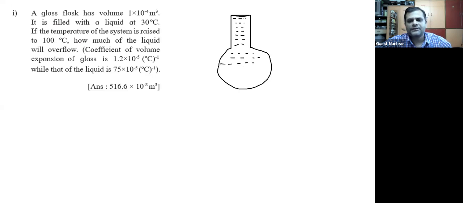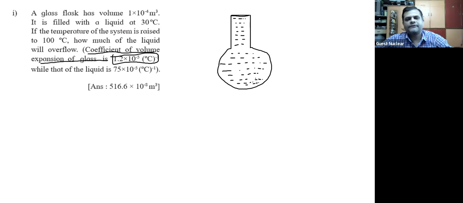Now see, when we heat it, what will happen? First of all, the container will expand, right? The expansion of the container will depend on the coefficient of volume expansion of the container material, that is glass, which is given to be 1.2 into 10 raised to minus 5 per degree Celsius. So we will call this gamma container.